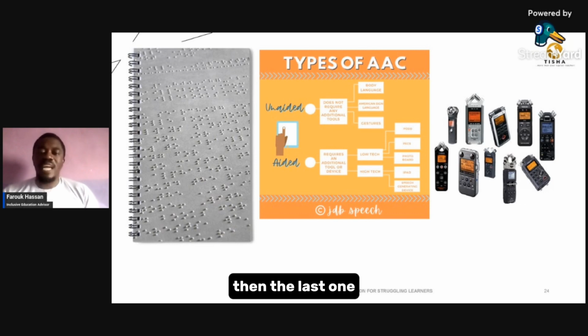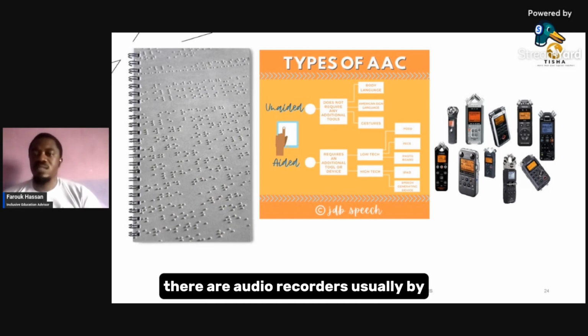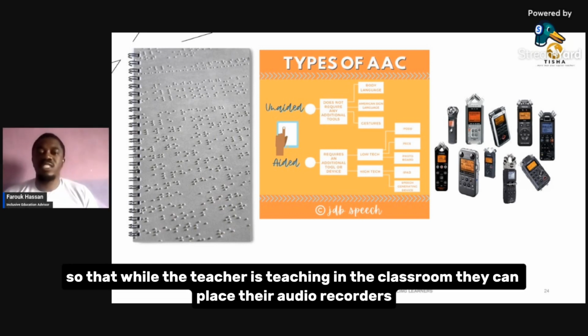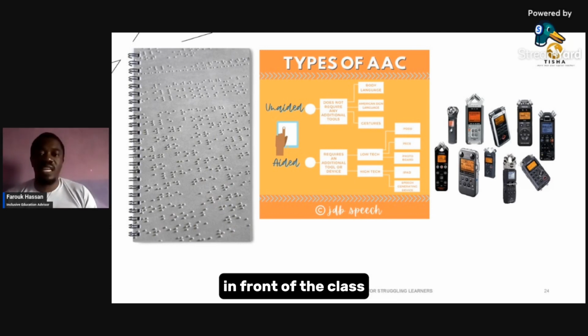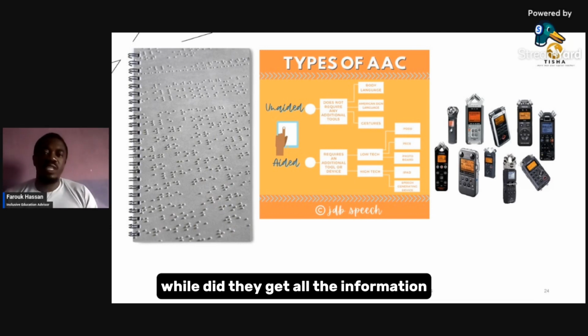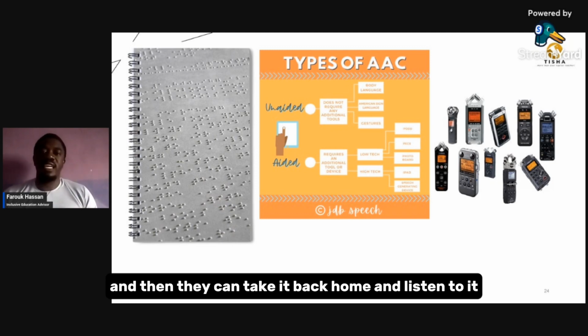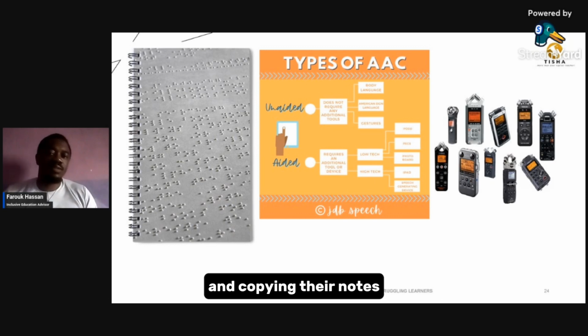Then the last one there are audio recorders, usually used by students with visual impairment, so that while the teacher is teaching in the classroom, they can place their audio recorders in front of the class while they get all the information from the teacher while he or she is teaching, and then they can take it back home and listen to it instead of staying in the classroom and copying their notes.